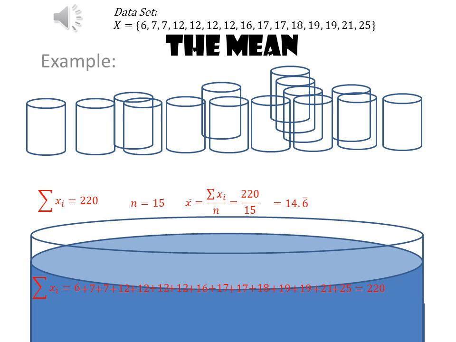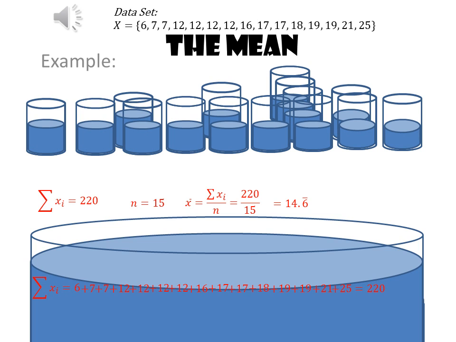So I'm going to begin now pouring 14 2/3 units of liquid into each glass. And there we have it. I've averaged everything out. So now the 220 original units of water or liquid is evenly distributed amongst all 15 glasses. And that is the mean.